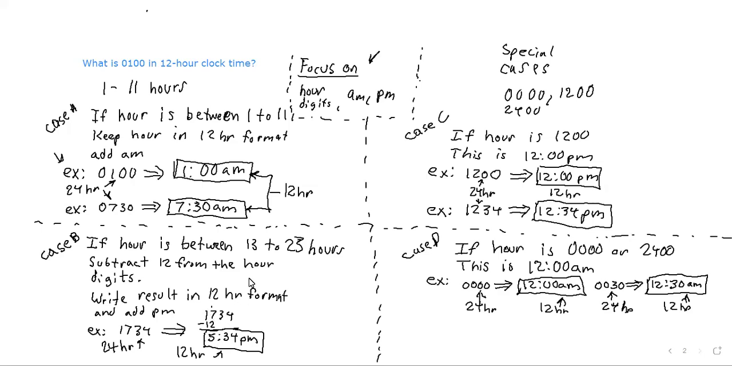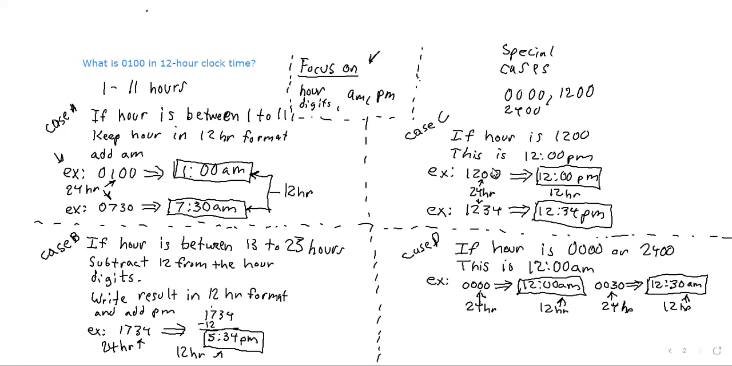Now let's look at the special cases when we're dealing with 0000 hours, 1200 hours, or 2400 hours. First of all, 0000 hours and 2400 hours are the same time. They're 12 midnight. We'll get to that in a second. Let's first deal with 1200 hours. If the hour is 1200 in military time, this is simply 12 PM in the 12-hour format.